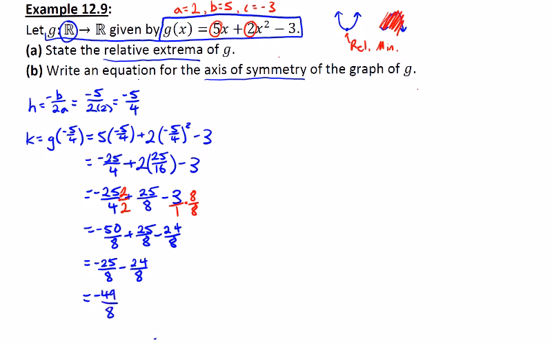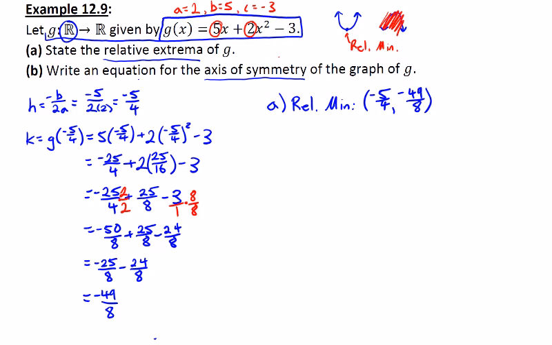Now I know a lot of your calculators will handle doing this for you. I don't have one in front of me, nor can I show how I would do it in the calculator, so I'm just doing the entire thing by hand using common denominators and getting one single fractional result. So I know that the h and k represent the vertex, which is specifically the relative min. So for part A, we can say that there is a relative minimum located at negative 5/4, comma, negative 49/8.